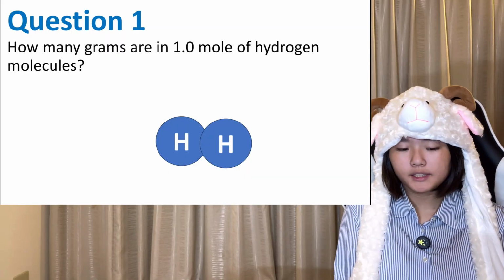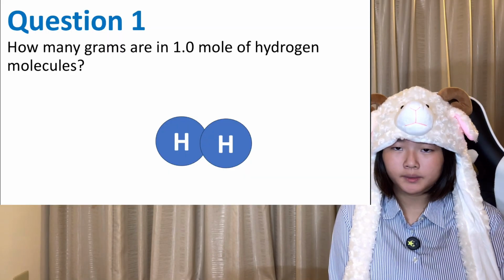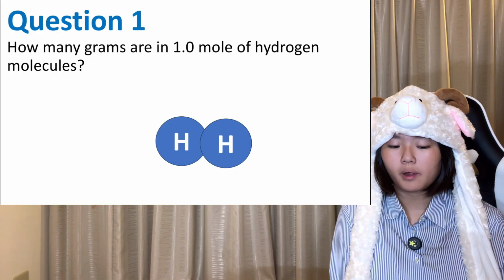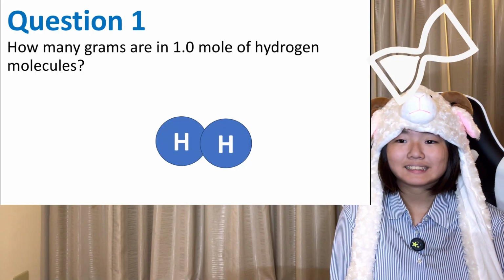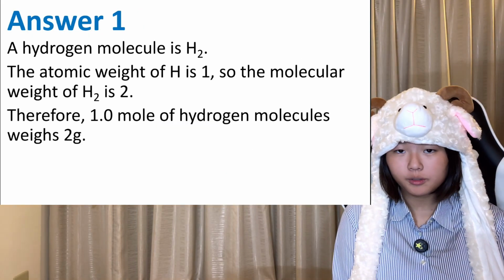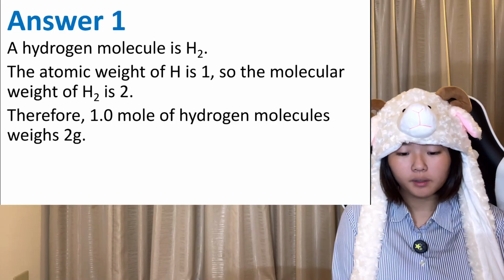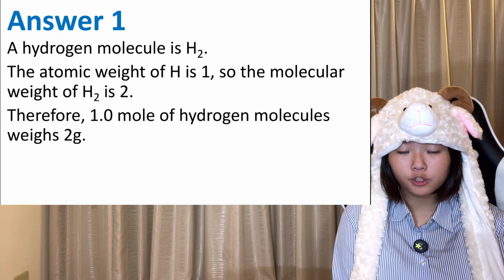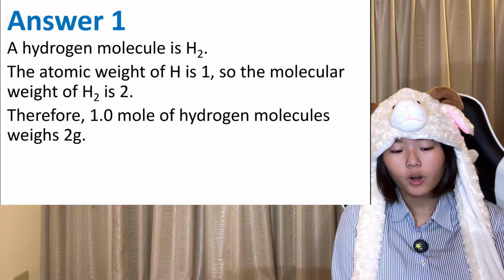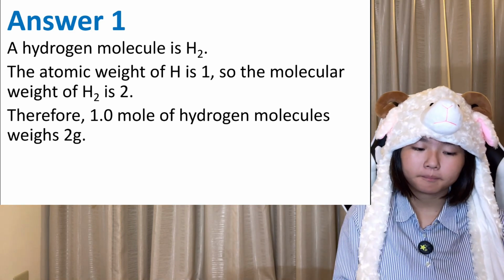Now, I'll give you a few questions to test how well you understood. Number 1. How many grams are in 1 mole of hydrogen molecules? A hydrogen molecule is H2. The atomic weight of H is 1, so the molecular weight of H2 is 2. Therefore, 1 mole of hydrogen molecules weighs 2 grams.